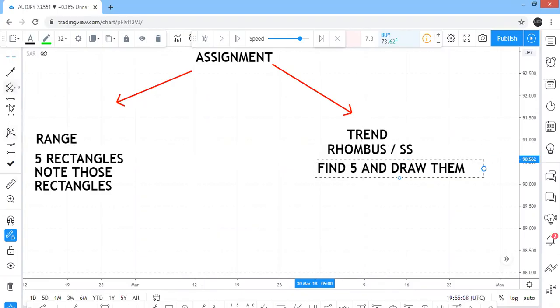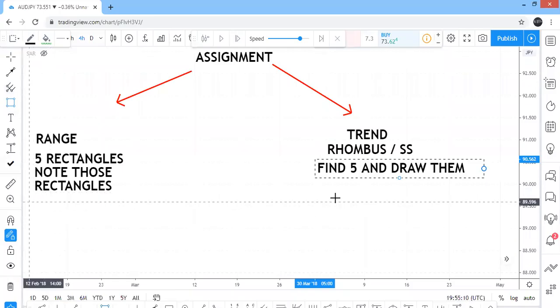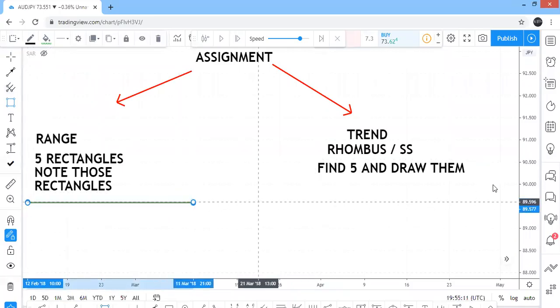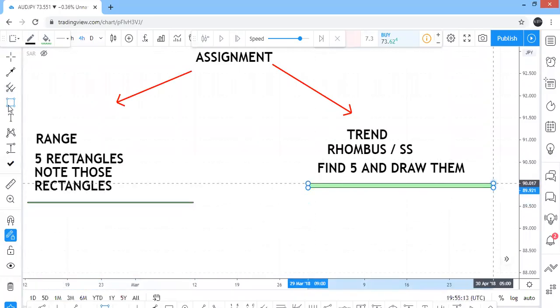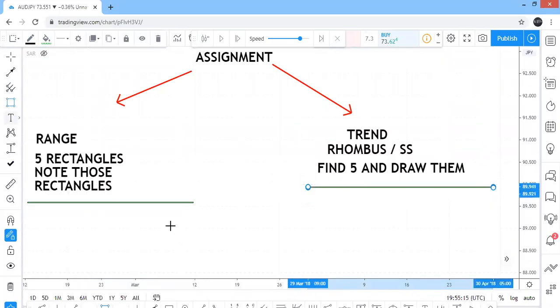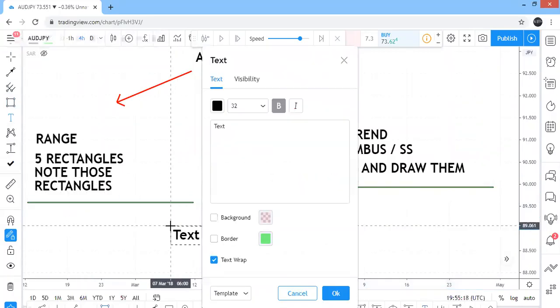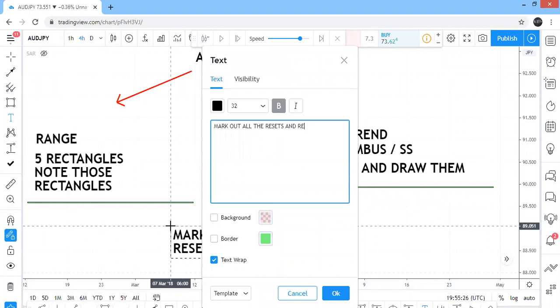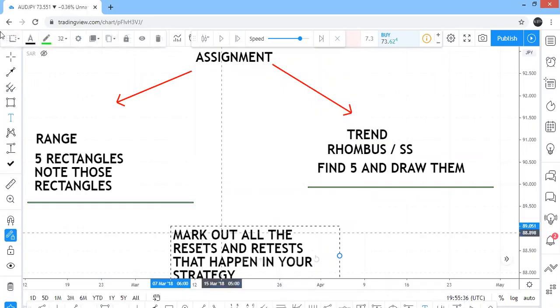Once you are done with that, remember I said it's part 1. Part 2, whether you are a rhombus trader or a rectangle trader, part 2 is to mark out all the resets and retests that happen in your strategy. Mark out all the retests and resets that happen in your strategy.